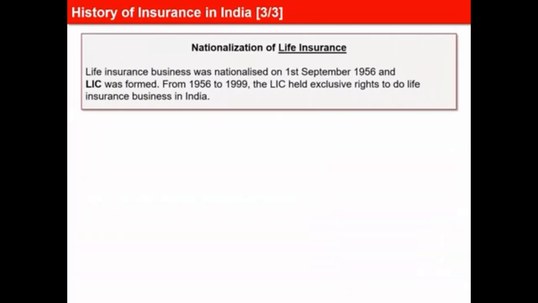Life insurance business was nationalized on 1 September 1956, and the Life Insurance Corporation of India, or LIC, was formed. There were 170 companies and 75 Provident Fund societies doing life insurance business in India at that time. From 1956 to 1999, the LIC held exclusive rights to do life insurance business in India.